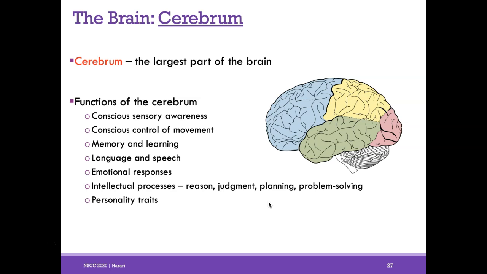And personality traits, like what makes you you and what you believe in, is also part of the cerebrum. So abstract thought, which is very much what beliefs and subjectivity are based on, resides in the cerebrum too.